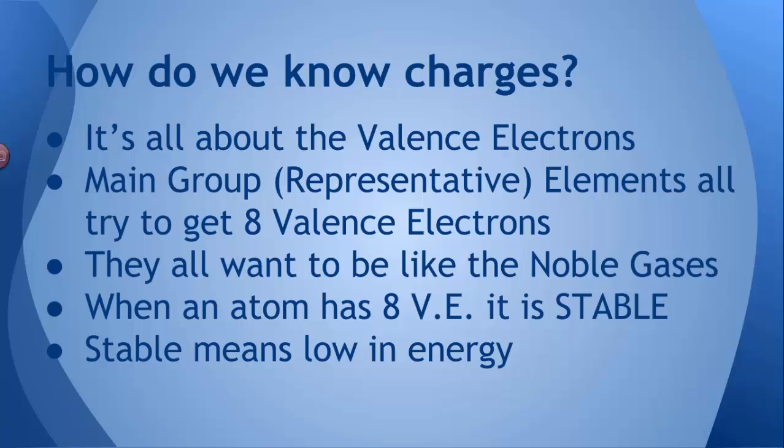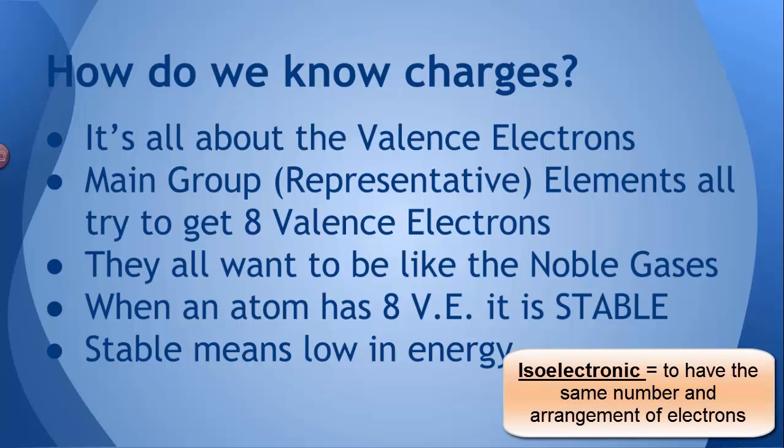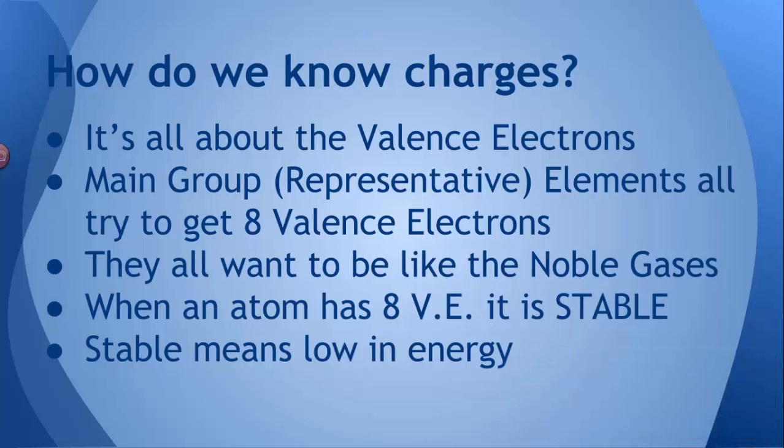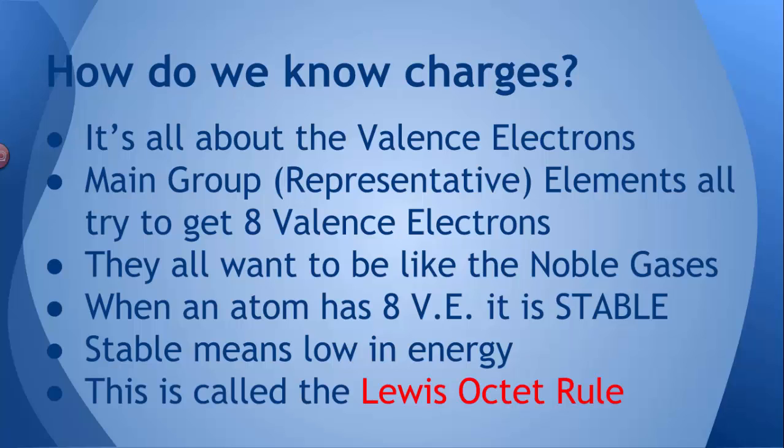The word that we use for this, very complex word, that means to have the same number of electrons as something else, is isoelectronic. Iso means same, electronic means electrons, same number of electrons. So all of the elements on the periodic table try to be isoelectronic to a noble gas. This whole process is called the Lewis octet rule.